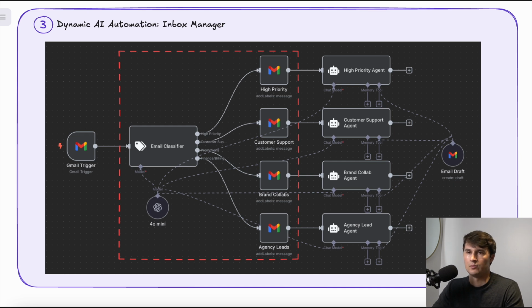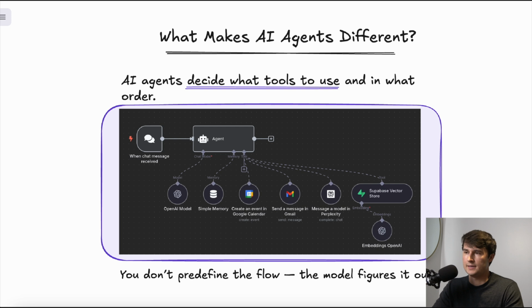So this would be an example of dynamic AI automation, in which we're using AI to dynamically route the workflow. So that's our automation systems. But what about AI agents? What makes an AI agent different? So the difference between automation systems and AI agents is that AI agents decide what tools to use and what order they use them. So we don't predefine the flow, the model figures it out itself.